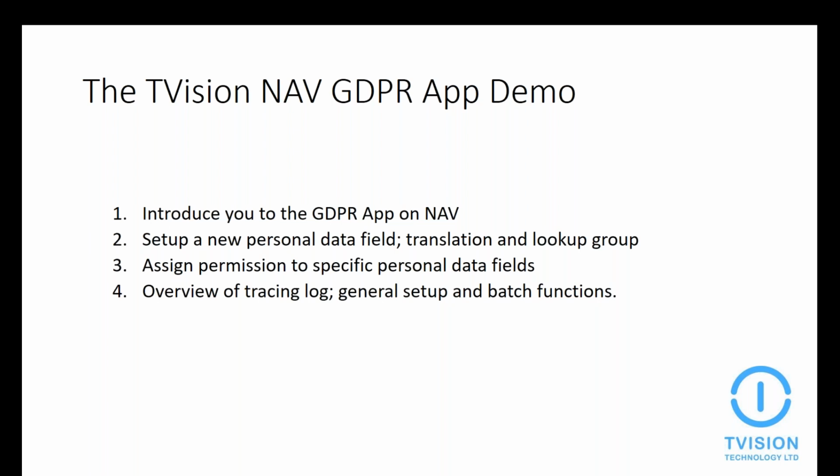So, first of all, I'm going to introduce you to our NAV GDPR extension. Secondly, I'm going to demonstrate how we can set up and define personal data fields in our app. And next, I will show you how we can assign permissions to specific data fields. And finally, we can have a look at our tracing system and a brief overview of the general setup and batch function.